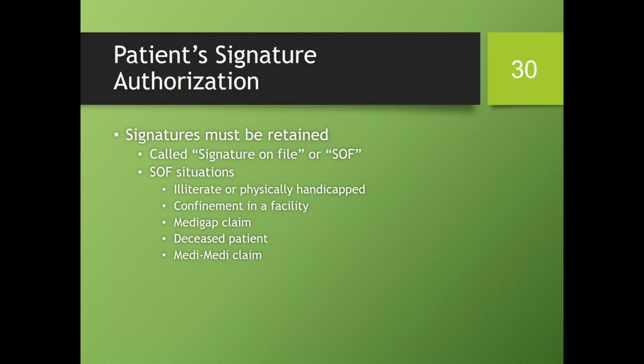Patient signature authorization. Signatures must be retained. It's called a signature on file, or SOF. That's what it's abbreviated as. Some special considerations in obtaining and filing the patient signature authorization should be kept in mind. If the person is illiterate or physically handicapped, confinement in a facility, they have a Medigap claim, a deceased patient, or a Medi-Medi claim, which is the Medicare Medicaid claim.